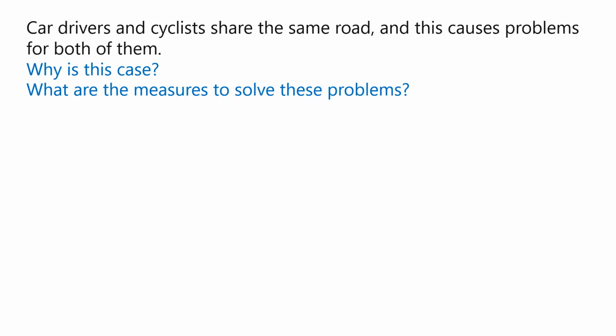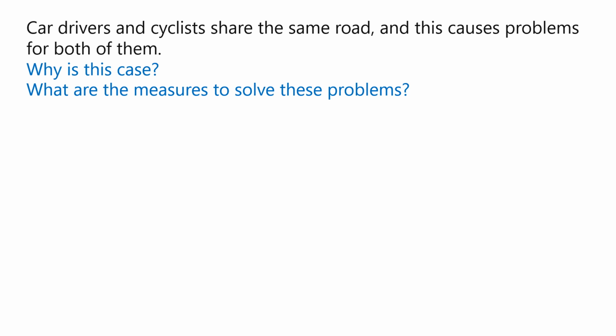Okay, similar comes under the problem solution question, but over here, let's read what my topic is saying. So the topic says, car drivers and cyclists share the same road, and this causes problems for both of them. Okay, so the topic says that car drivers and cyclists, both of them are sharing the same road, which can cause problems for both of them. And what are my questions saying? Why is this the case? And what are the measures to solve these problems?